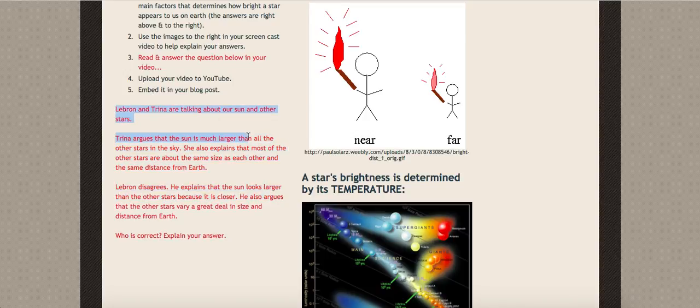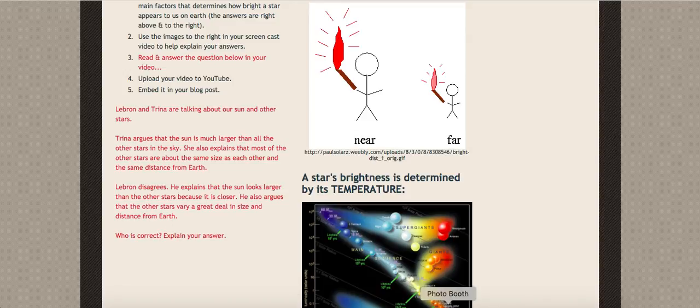LeBron and Trina are talking about our sun and other stars. Trina argues that the sun is much larger than all the other stars in the sky. She also explains that most of the other stars are about the same size as each other and the same distance from Earth. LeBron disagrees. He explains that the sun looks larger than the other stars because it's closer. He also argues that the other stars vary a great deal in size and distance from Earth.